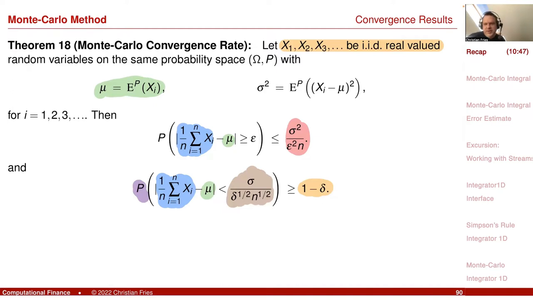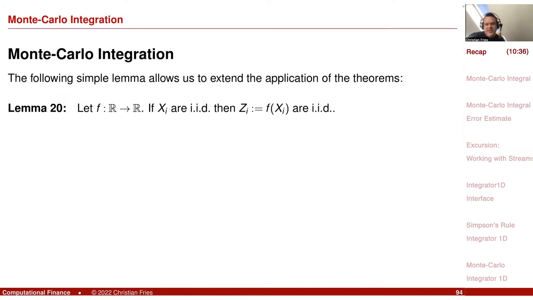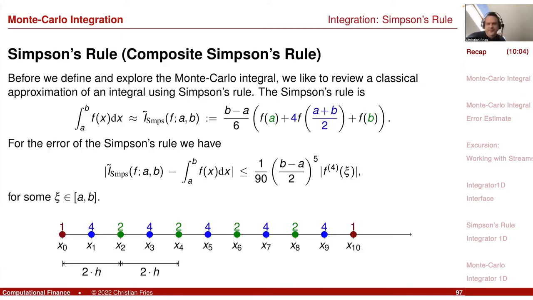Yeah, and from that, we could now derive a nice, very simple application. We looked at integration, so Monte Carlo integration. It was just based on this little lemma. If we apply a function to IID random variables, then the function values are also IID random variables. So if we take the special case of uniformly distributed ones, where the density is just 1, the expectation is just the integral of f of x dx, and this corresponds to approximating an integral. I already gave you the definition of our Monte Carlo integral with this little derivation.